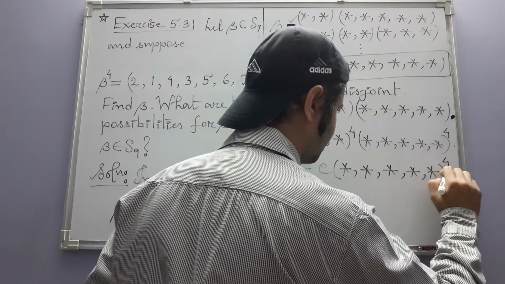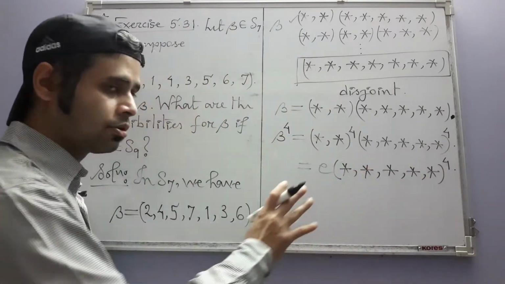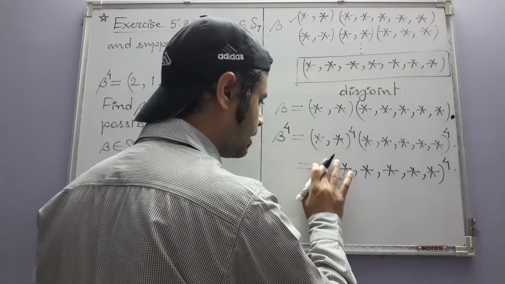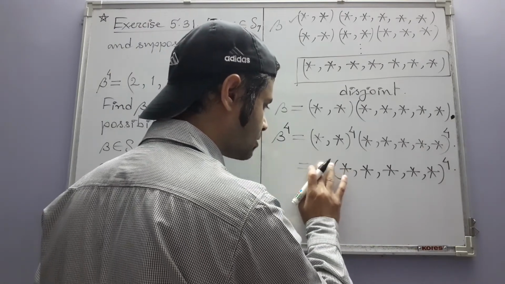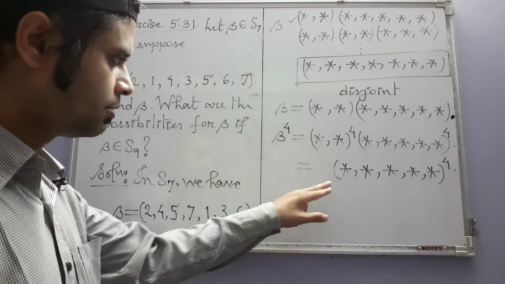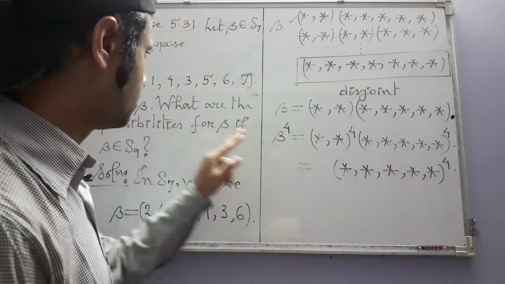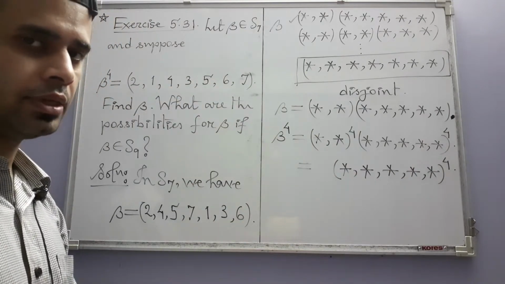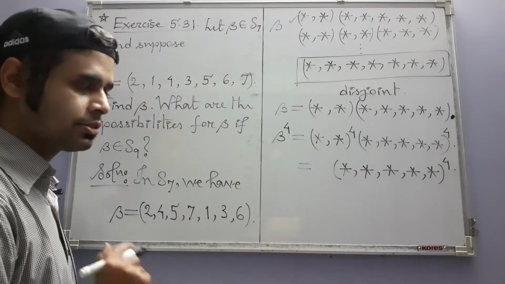And of course you have this. Now here I don't know what is going to happen, but at least I know this thing, and this is going to vanish because it's the identity permutation. Okay, now can this fourth power be equal to this? No, it can never be. Let's see why not.